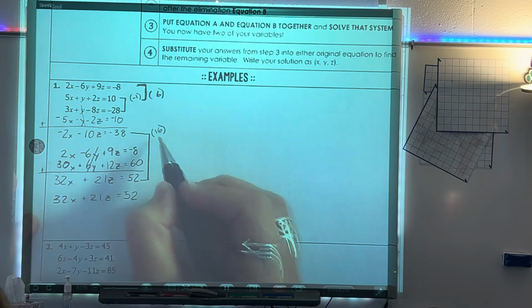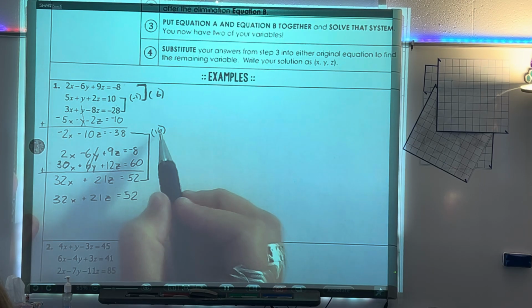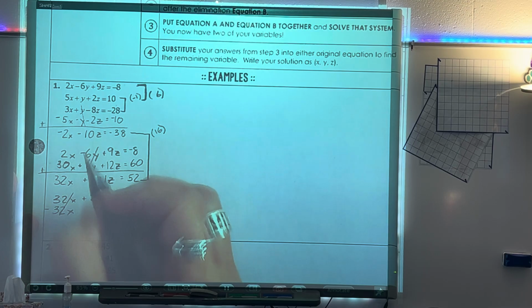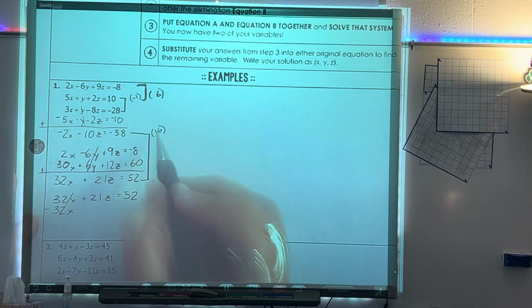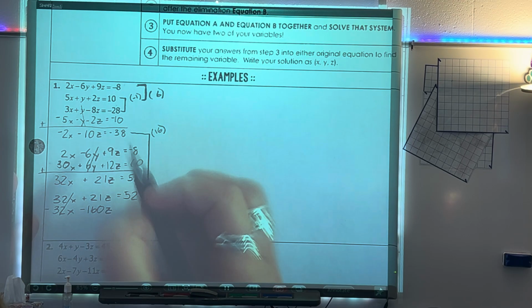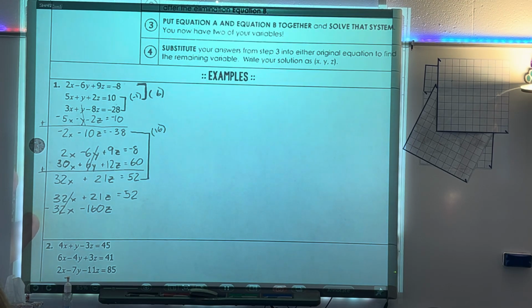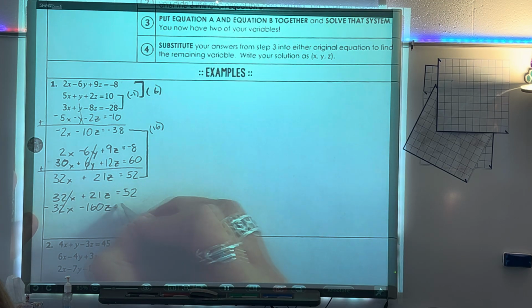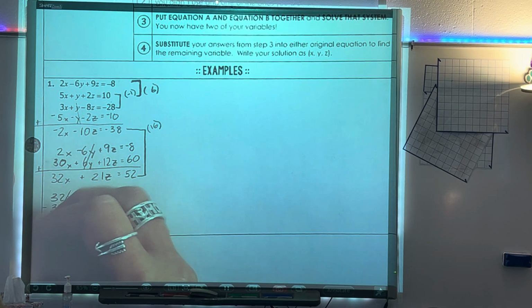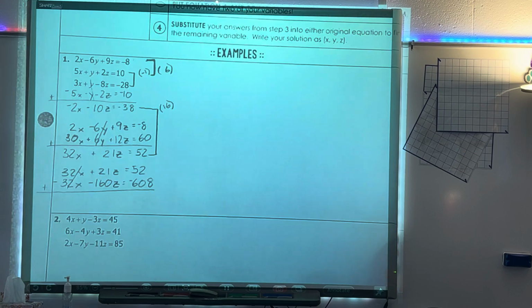And then this one up here, I'm going to multiply through. So negative 2 times 16 is going to give me negative 32x, so those will cancel. Negative 10 times 16 would be minus 160z. And then negative 38 times 16 is negative 608. Now those get it. Everybody okay there?